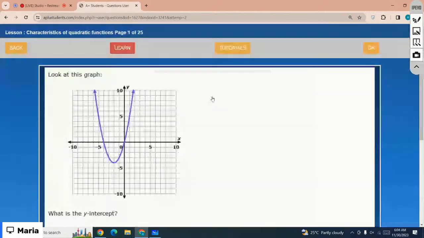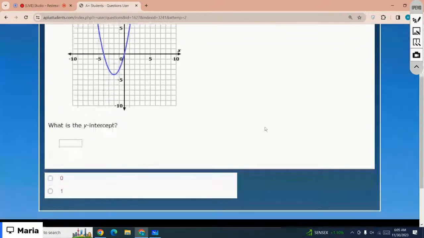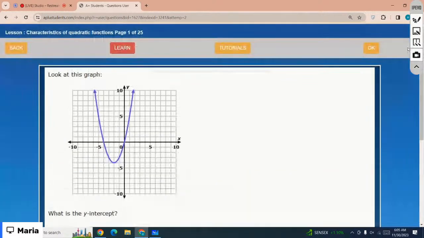Okay, look at this graph. What is the y-intercept? So when we're working on the quadratic functions, what is the y-intercept of a graph? Y-intercept is a point where the graph is touching the y-axis, right? So here you can see the graph is passing through the origin, and this is the point where the graph is touching the y-axis. So the graph is touching the y-axis at y equals 0. The correct option is 0. Y-intercept is 0. Got it?